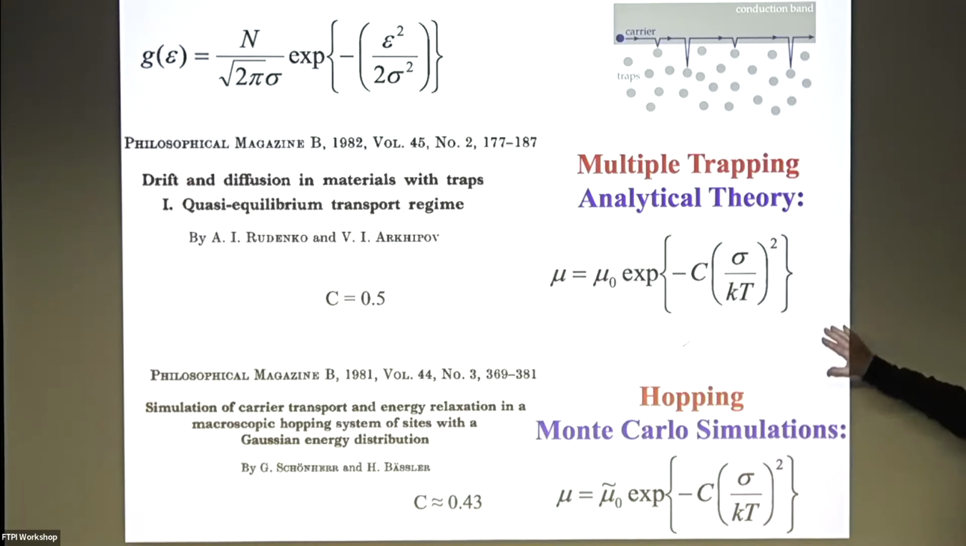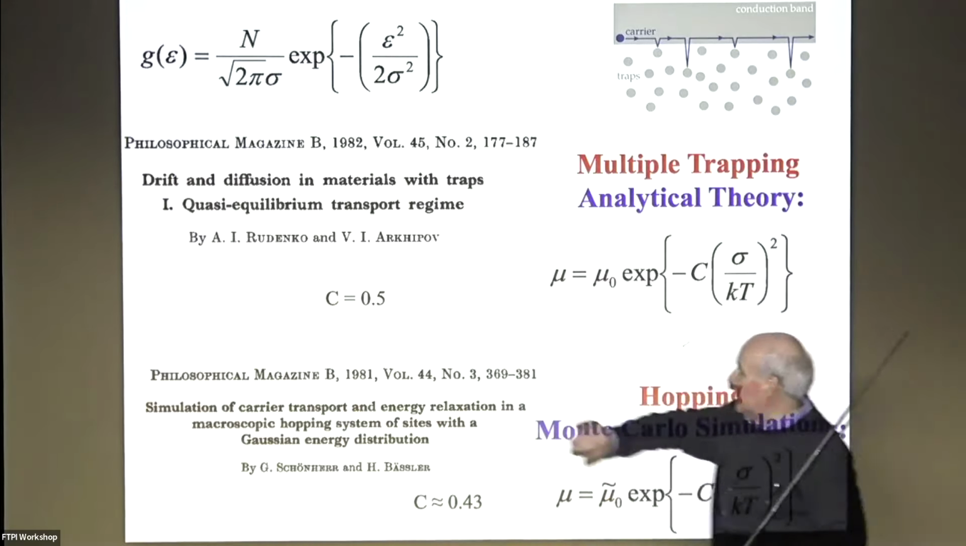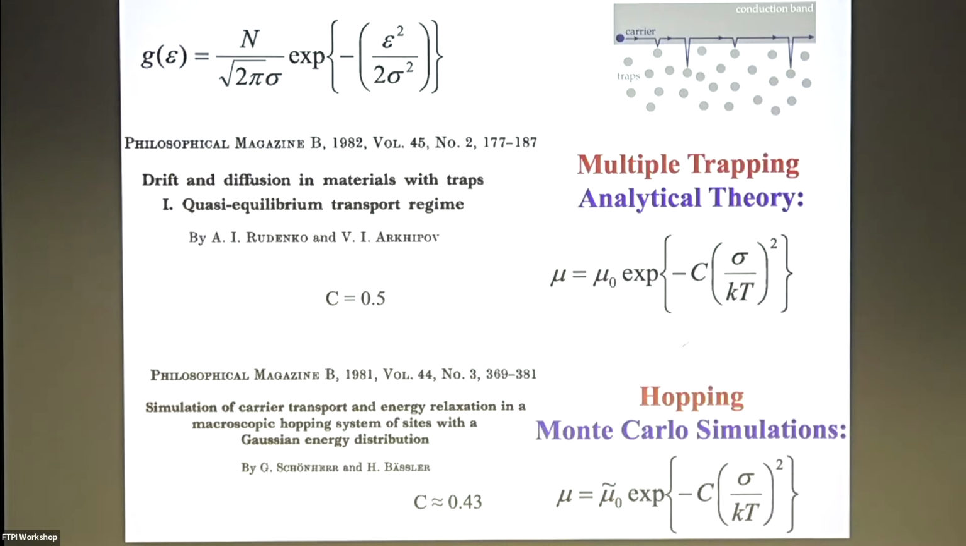Just because they didn't have this clear picture that hopping in the Gaussian density of states is multiple trapping. Otherwise, Vladimir Arkhipov would have immediately recognized his result and said, okay, it's multiple trapping. In fact, we didn't know about this achievement when we published, otherwise we would have given all credit to them.